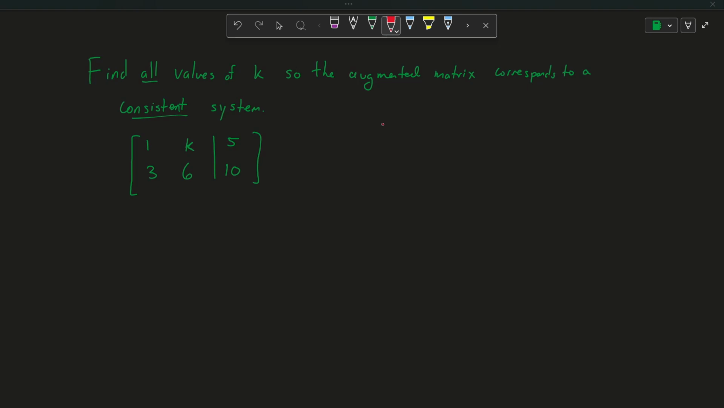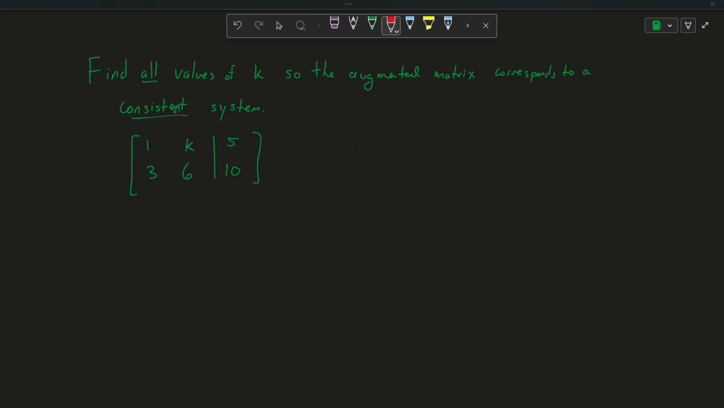So here we want to find all values of k so that the augmented matrix down here corresponds to a consistent system. So our first row is 1, k, 5, second row is 3, 6, 10. We're trying to figure out what numbers you would be allowed to plug in for k here so that the resulting thing is consistent.